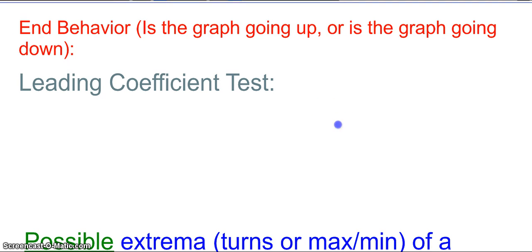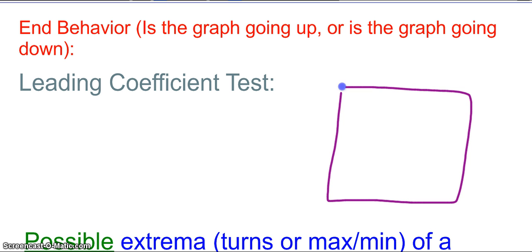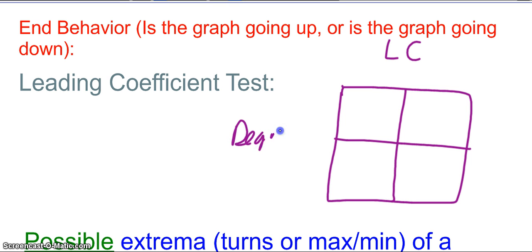So if we draw this box here, we're going to separate it into 4 sections. And if this is the leading coefficient, and this is the degree, what we're looking at is the degree even or odd, and is the leading coefficient positive or negative. So if we think of some examples that we know, so for example, a quadratic with a positive leading coefficient.